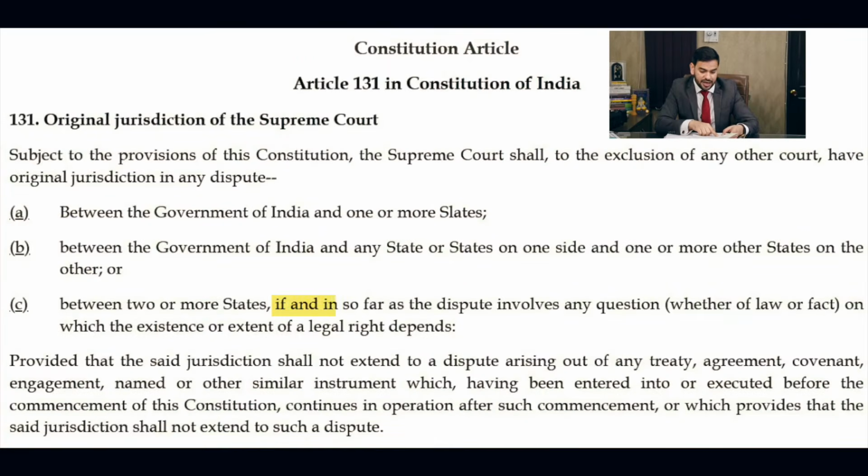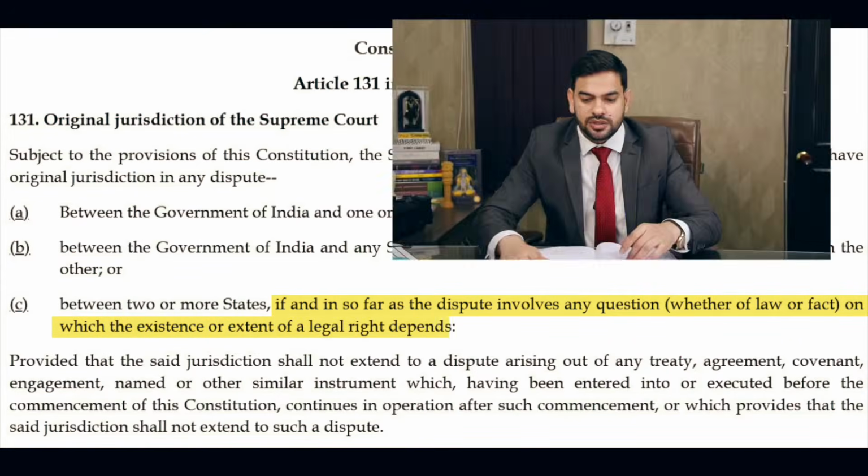Next point we need to understand, which this article uses, is that in so far as the dispute involves any question, in bracket whether of law or fact, on which the extent of any legal right depends. So it simply means that if there is a dispute between the union and the state or between two states in relation to any question of fact or any question of law where the existence or extent of any legal right depends, only in that situation the state or the union can file a civil suit under Article 131 of the Constitution. But what can be the example of that?